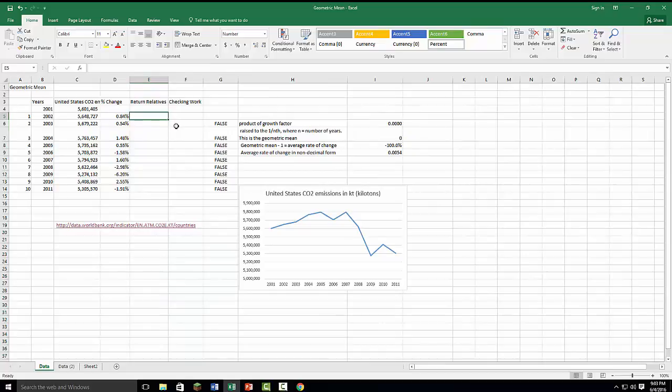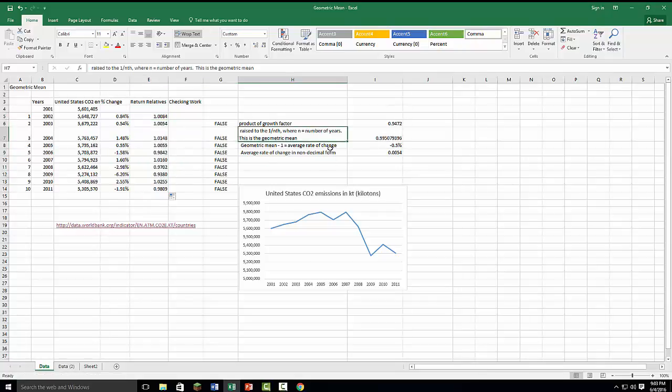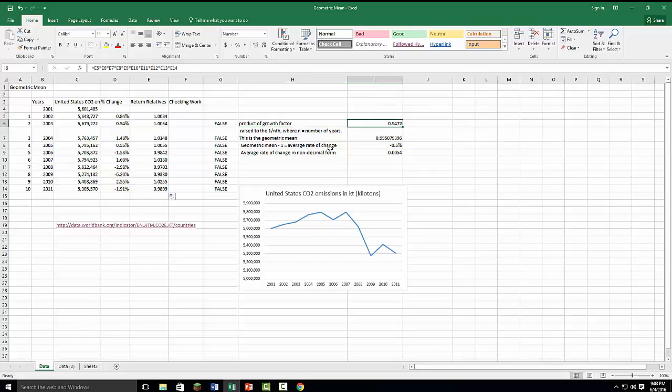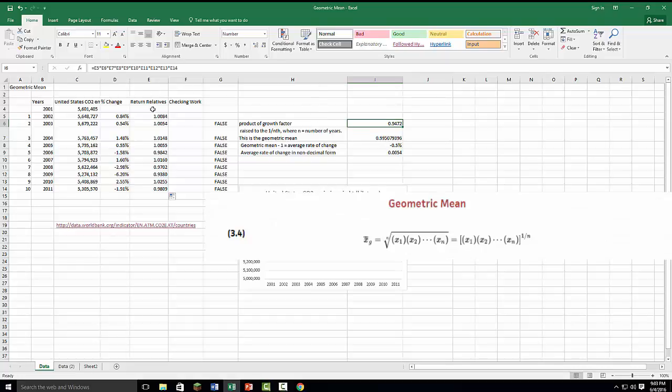And then we need a relative return. So we're going to take that value plus 1, and I'll copy that formula down. And to get the geometric mean, the first step that we have to take is the product of the growth factors. So this relative return is also referred to as a growth factor. So you just multiply each growth factor. And you can push F2 and you can look at the formula. So we have the product of 10 growth factors.